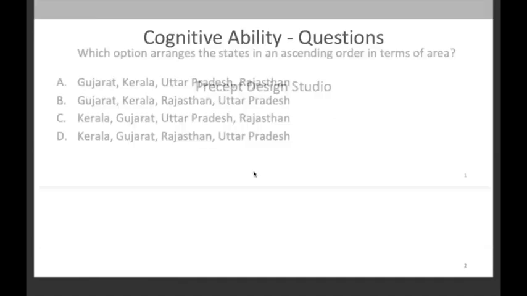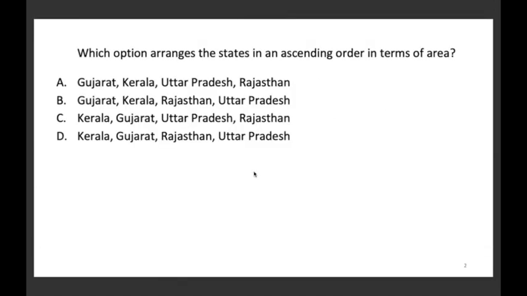All right. So this is the first question for the day. Which option arranges the states in an ascending order in terms of their area? A is Gujarat, Kerala, Uttar Pradesh, Rajasthan. B is Gujarat, Kerala, Rajasthan, Uttar Pradesh. C is Kerala, Gujarat, Uttar Pradesh, Rajasthan. And D is Kerala, Gujarat, Rajasthan, and Uttar Pradesh.